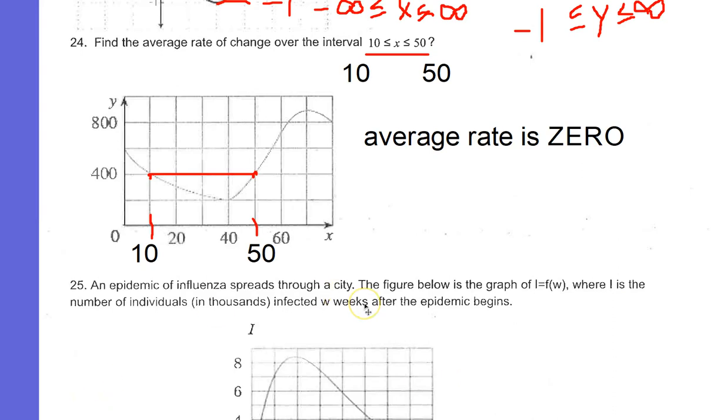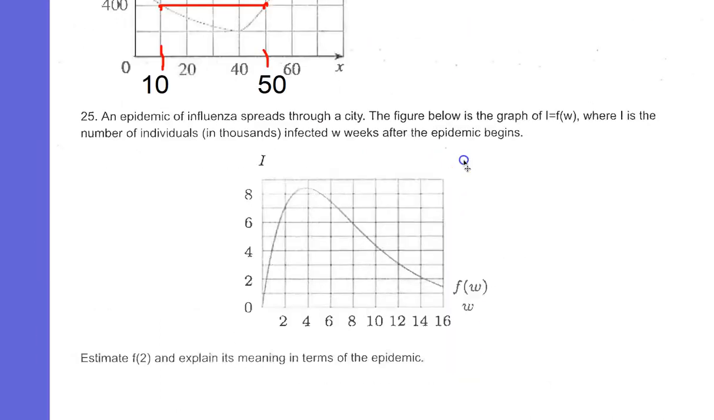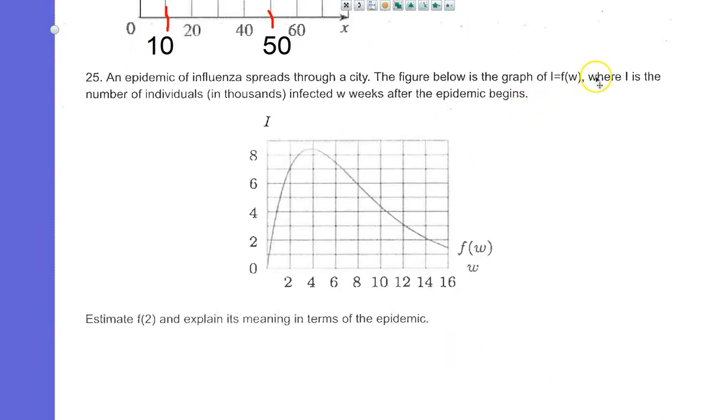We can do it. An epidemic of influenza spreads through the city. Okay, people are getting the flu. And that's actually true. A lot of people are getting the flu right now. The flu this year is about 5 times as bad as it was last year. There's 5 times as many people getting the flu this year. The figure below is a graph of I equals F of W, where I is the number of individuals infected W weeks after the epidemic begins.